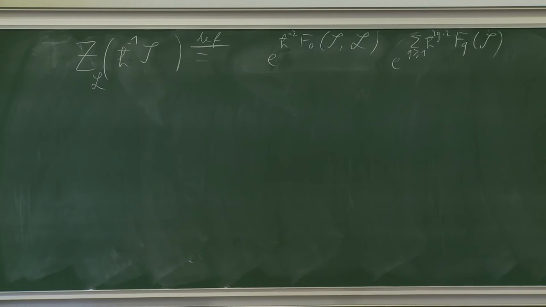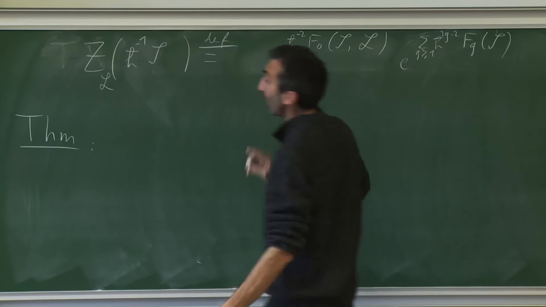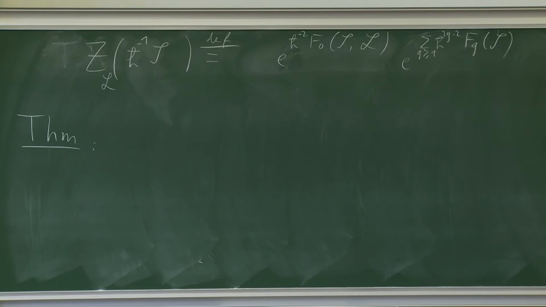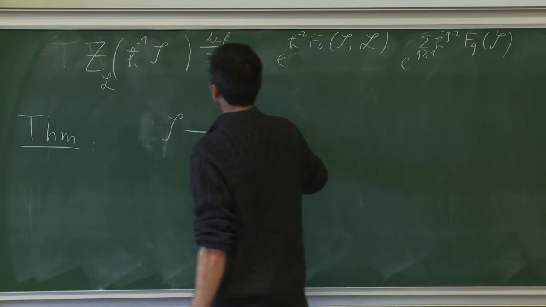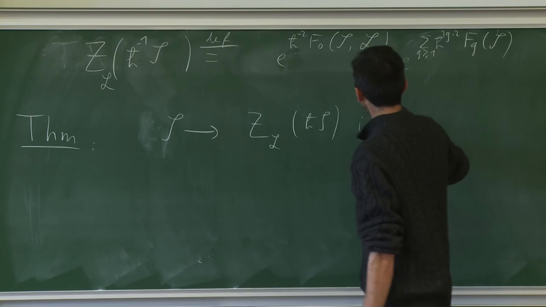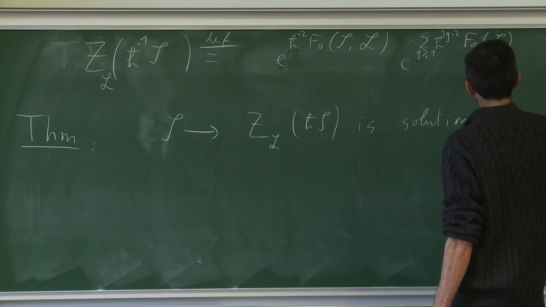And the theorem is that, so this is a formal series of h bar. I mean, the log is a formal series of h bar. So this is not defined really as a function, but as a formal function. But the theorem is that it satisfies loop equations. So the map that to S associates Z is a solution of loop equations. In fact, this is not the only solution.